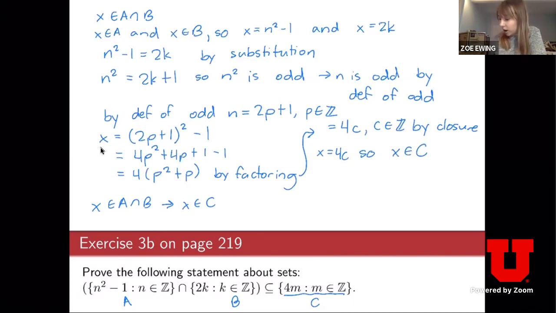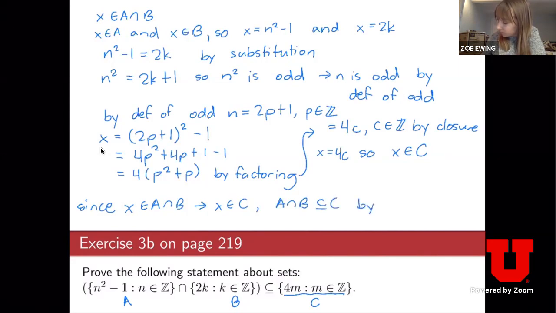All right, so now we do a conclusion. We can use, once again, we use this. So that means that A intersect B is a subset of C by definition of subsets.